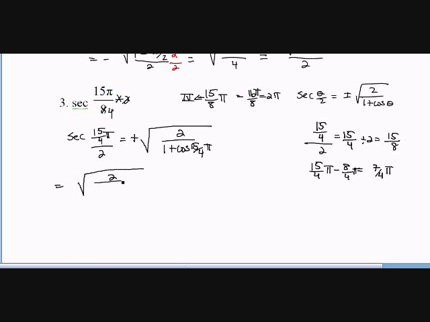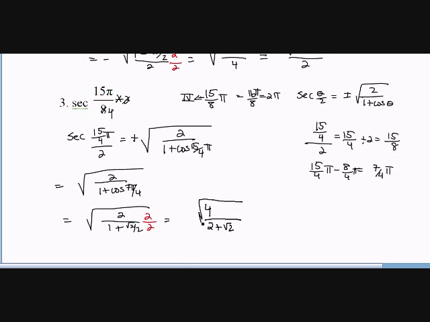So I get 2 over 1 plus the cosine of 7 pi over 4, which is equal to 2 over 1 plus, 7 pi over 4 is in the fourth quadrant, cosine is radical 2 over 2. I'm going to multiply by a common denominator of 2 over 2. So I get 4 in the numerator. That's really sad looking. 2 plus the square root of 2. That can be simplified. So I get 2 over the square root of 2 plus the square root of 2. Sorry, that was pretty sloppy work there.